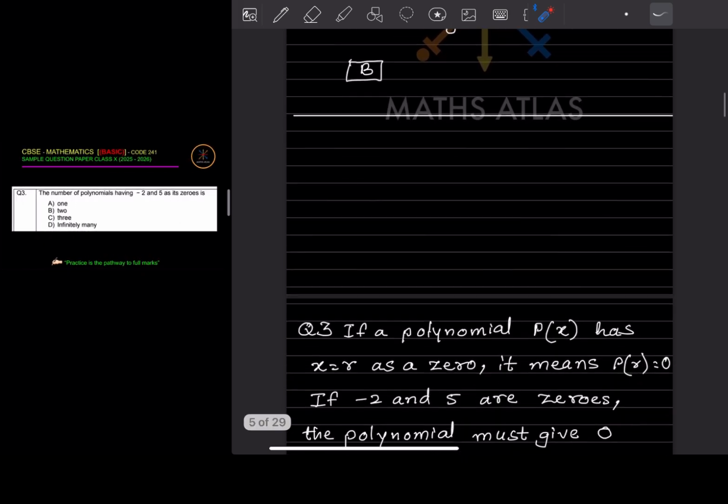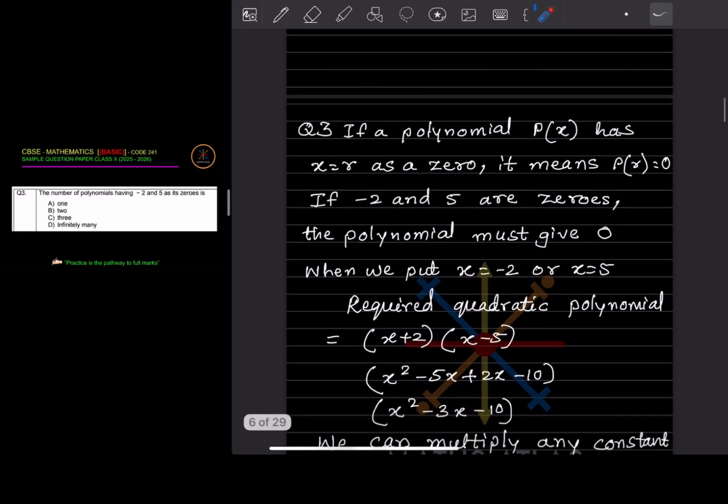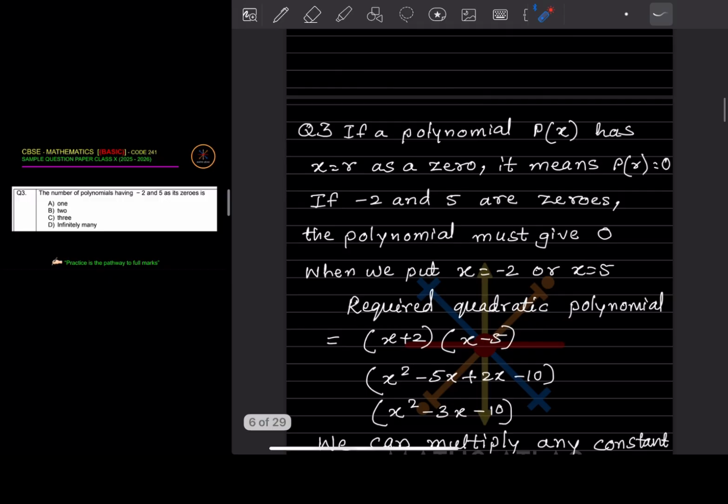Now question number 3. If a polynomial, the number of polynomials with 7, minus 2 and 5 as its zeros is, the 4 options are given. So here if a polynomial p of x has, we can consider this if x is equal to r as a 0, it means here in place of this x we can write r, because x is equal to r, that is going to be 0.